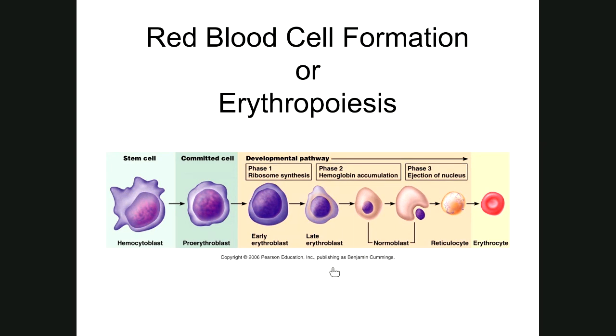And you see here there's a stem cell called a hemocytoblast, that makes these red blood cells. And you can also see the third picture from the end there, how the nucleus is lost prior to its release.